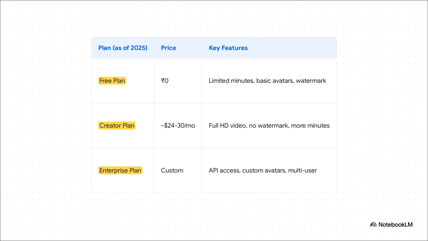All right, let's talk about the cost. There's a free plan, which is great for just trying it out. But remember, it comes with that watermark, and you get very limited minutes. To really use this professionally, you'll probably need to jump up to the creator plan. That's going to run you around $24 to $30 a month, and it gets you full HD videos with no watermark. For bigger teams, there's also a custom enterprise plan.